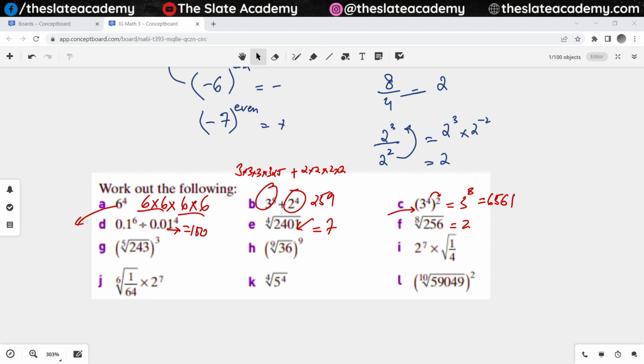Root 8 of 256 would be 2. Acha, you should know how to solve these without the calculator as well. So let's just discuss those two.